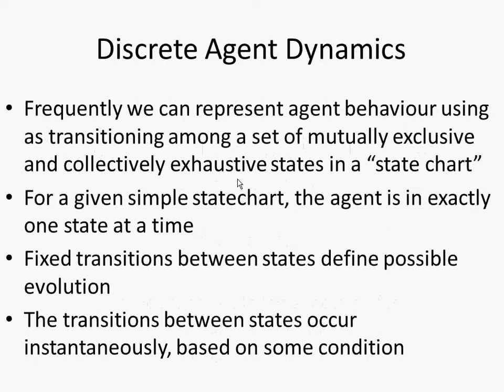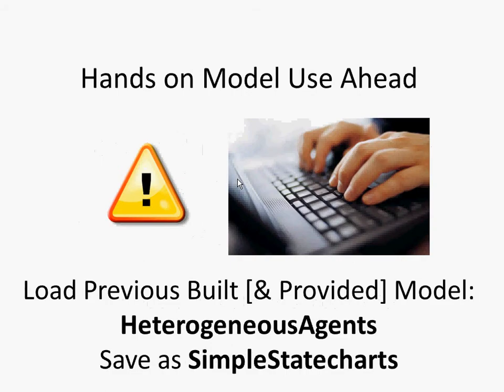Fixed transitions between states define fixed transitions. What I mean by that is a transition is present or not between two states in a persistent way. They define the persistent evolution. And the transitions between states occur instantaneously and based on some conditions.